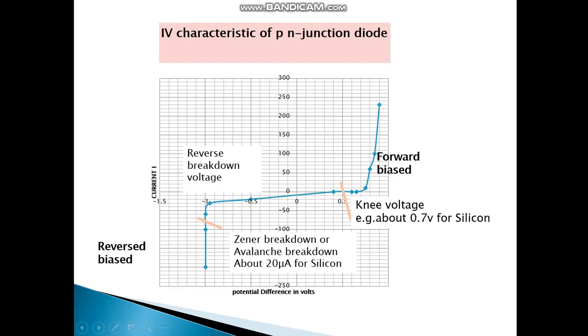This is the IV characteristics of a PN junction diode. This is the forward bias characteristic, with the voltage on the x-axis and the current on the y-axis. This is the reverse bias, the lower one. We can see the knee voltage for silicon is about 0.7 volts. Zener breakdown or avalanche breakdown current is about 20 microamperes for silicon. This is the reverse breakdown voltage. We will talk about this again next time.